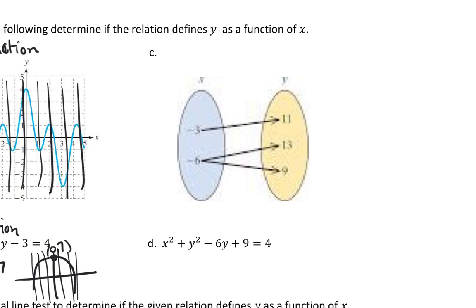For part C, we have to check that if this x value has multiple y values, then it's not a function. And we can see here at negative 6, that it touches 2 y values. So that is the rule that breaks this, so this is not a function.